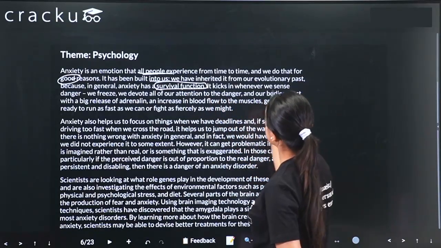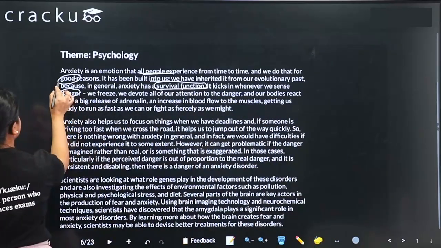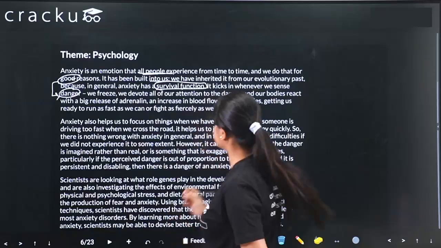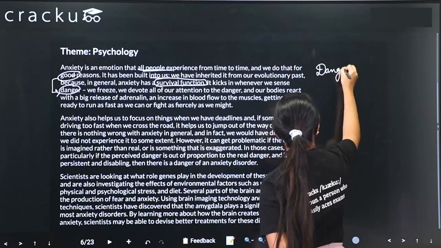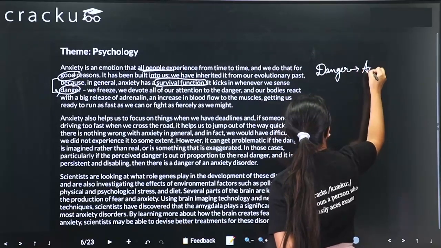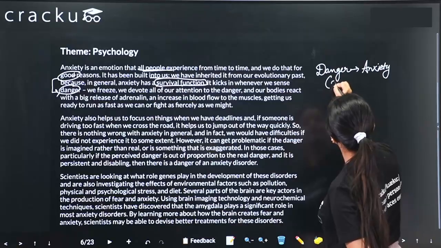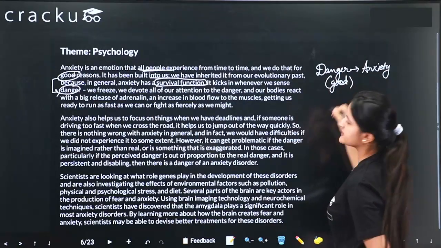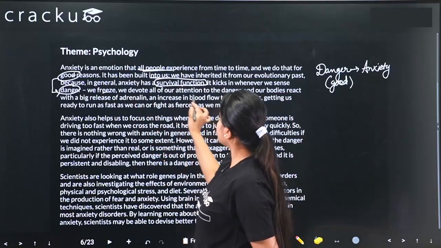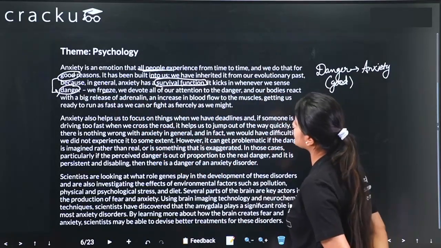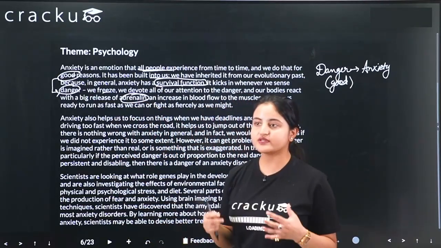It kicks in whenever we sense danger. So the good reason is that it kicks in whenever we sense danger. Whenever there is danger, anxiety kicks in. And that is why it is said to happen for a good reason. We freeze, we devote all of our attention to the danger, and our bodies react with a big release of adrenaline. So, what happens when we sense danger?